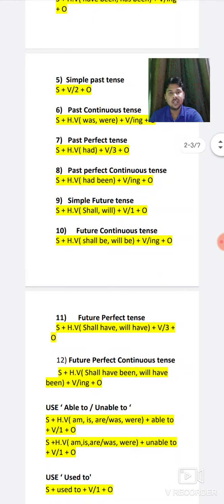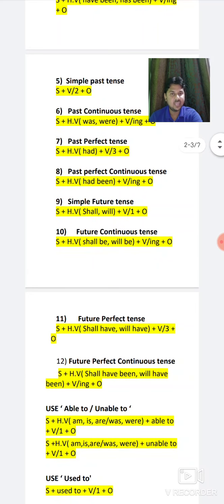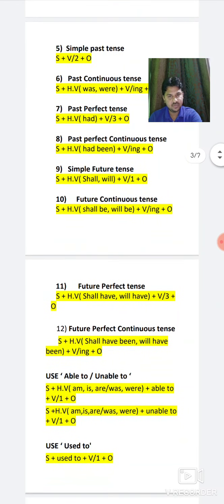Okay, ninth topic. Here we have completed the 4 subtypes of past tense. Now the last topic is future tense, and future tense also has 4 subtypes. Topic number 9 you can see is simple future tense. Here look at the structure: subject plus helping verb shall or will, any one, after that verb first form, and at last object it will be.